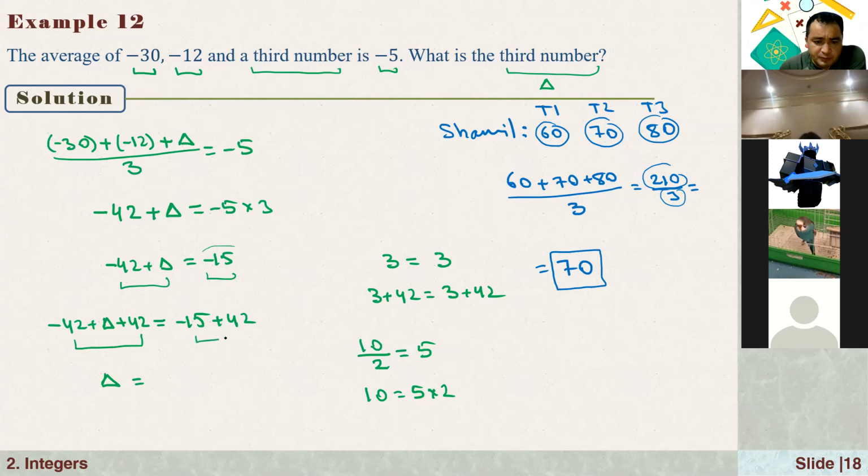And negative 15 plus 42, that's equal to 27, because they have opposite signs, right? And 42 is greater, so the result will be positive. 42 minus 15 is 27. If you check this, negative 42 plus 27 is equal to negative 15. So the third number is 27.